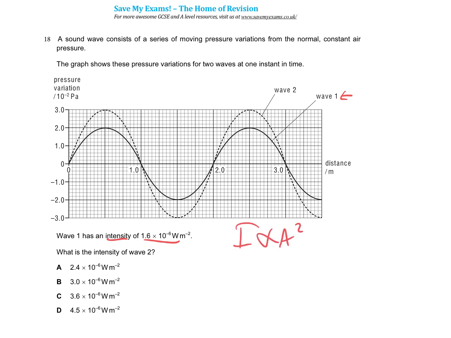And the key equation we're going to be using is I is proportional to a squared. You'll notice that from wave 1 to wave 2, we go from an amplitude of 2 to 3, which is a factor of 1.5. So that's the change in amplitude. So if that goes up by a factor of 1.5, intensity is going to go up by a factor of 1.5 squared. So if we times that by 1.5 squared, we'll get 3.6 times 10 to the minus 6, and that's our answer there.